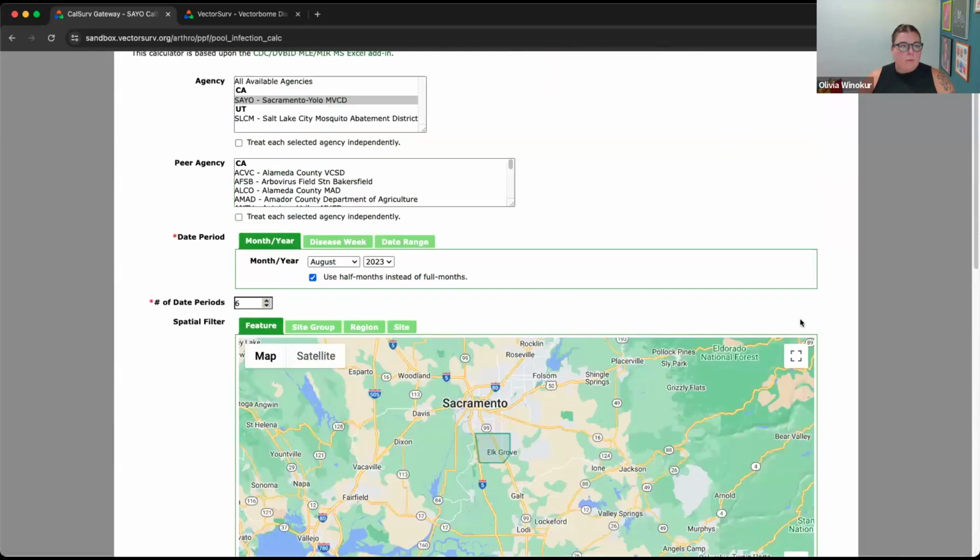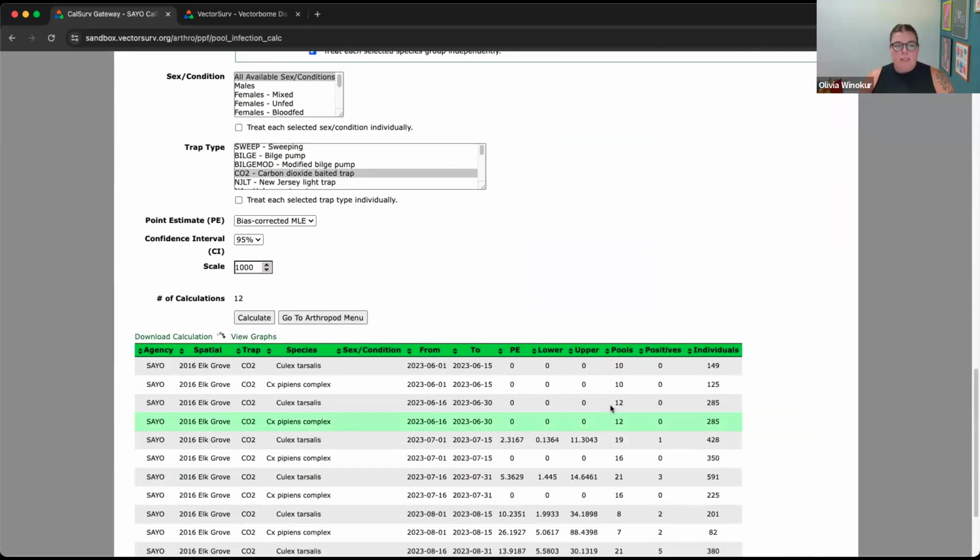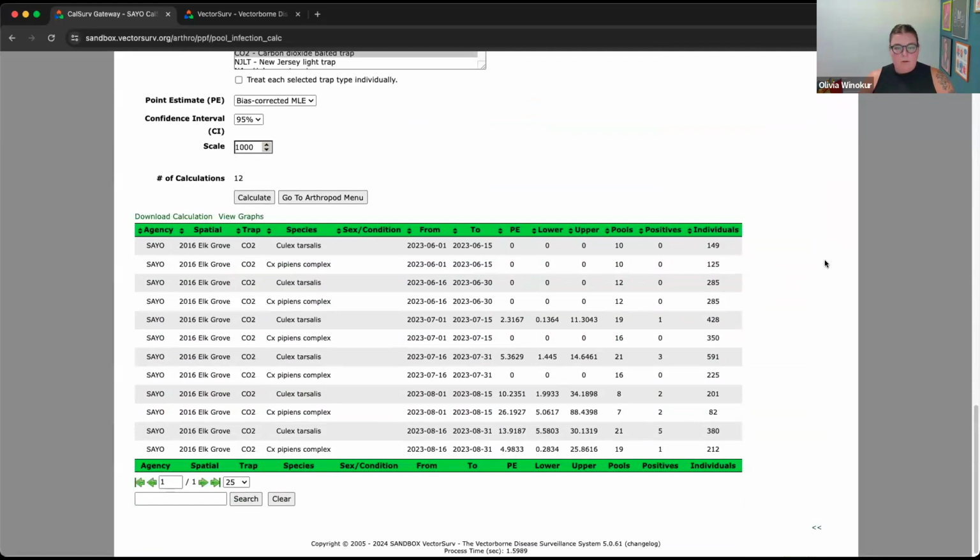So in here, we have 12 calculations because we're doing a calculation for 6 half-month periods, and we're also treating our species separately. So that's doubling our number of calculations. So we'll go ahead and hit calculate. That was pretty quick. You can see on our output here, this is separated by the species that I chose.